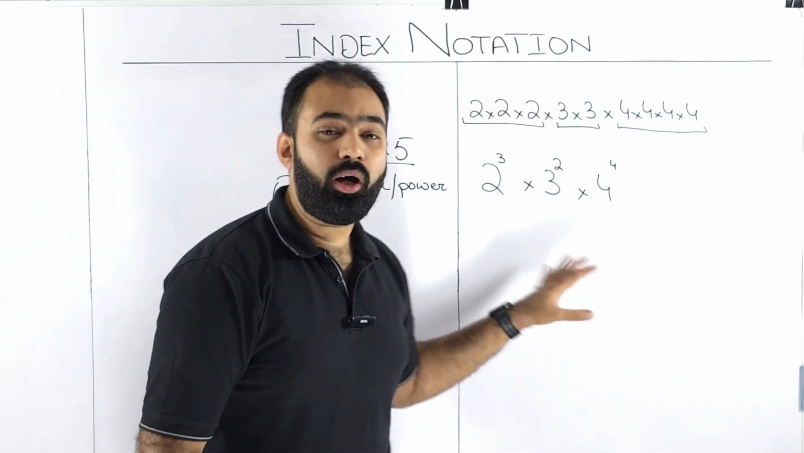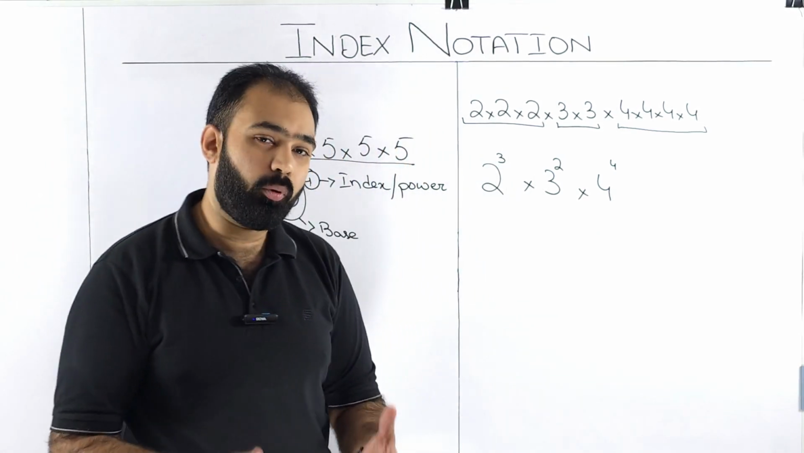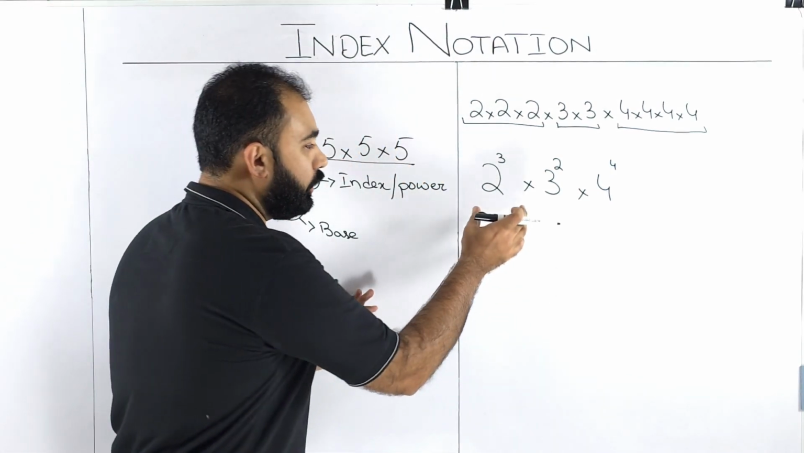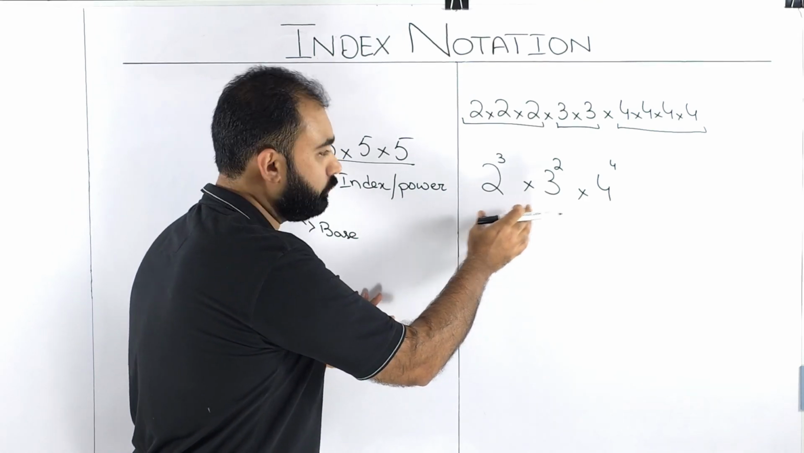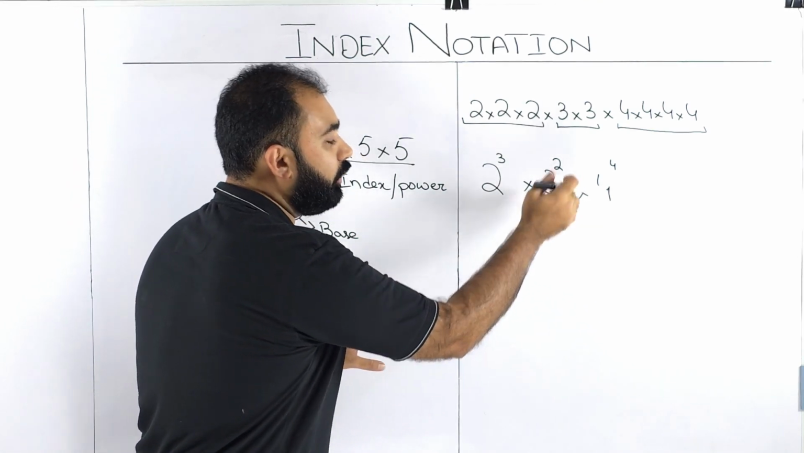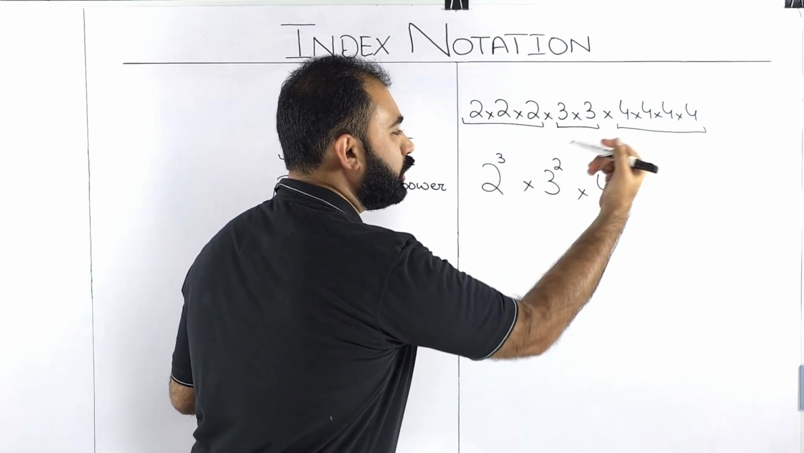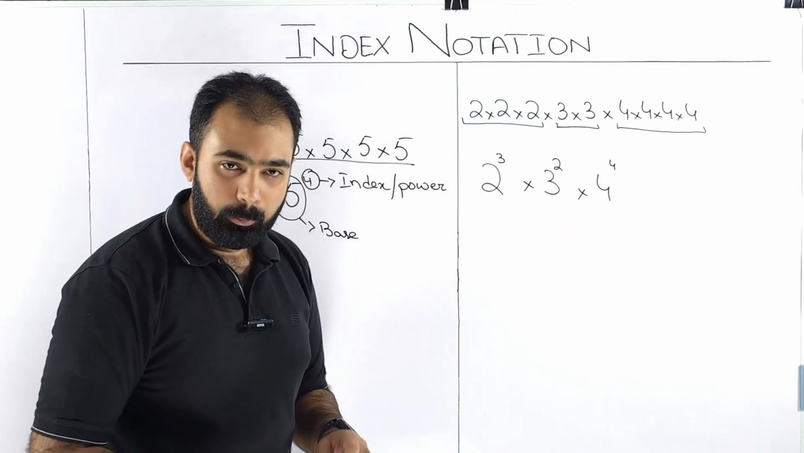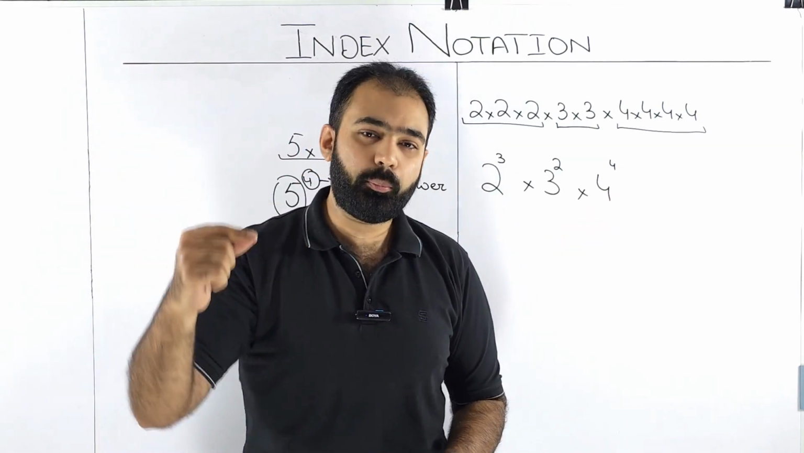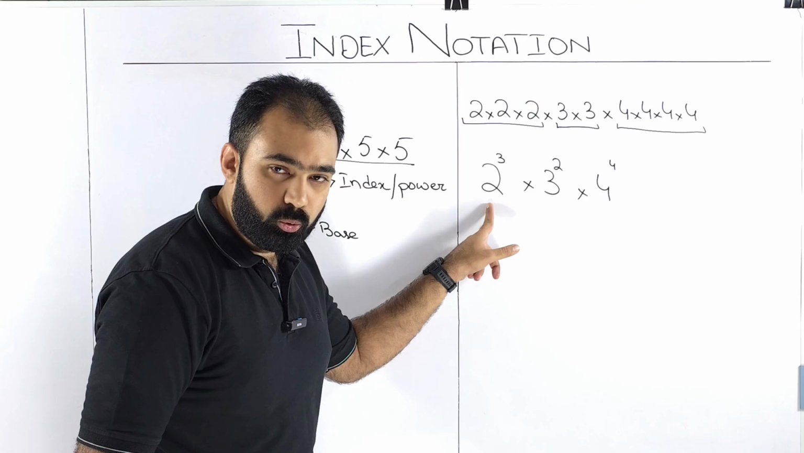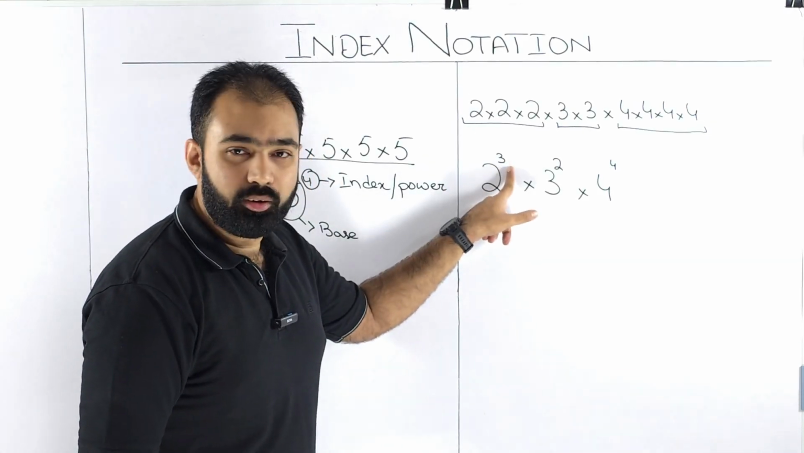Now how do I read this? अब ये भी इंपॉर्टेंट चीज है कि इसको रीड किस तरह करना है. We say 2 raised to power 3 multiplied with 3 raised to power 2 multiplied with 4 raised to the power 4. इंडेक्स को हमेशा पढ़ा जाता है raised to the power. In this case 2 raised to the power 3.